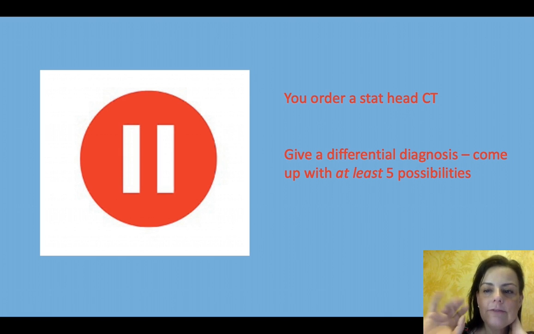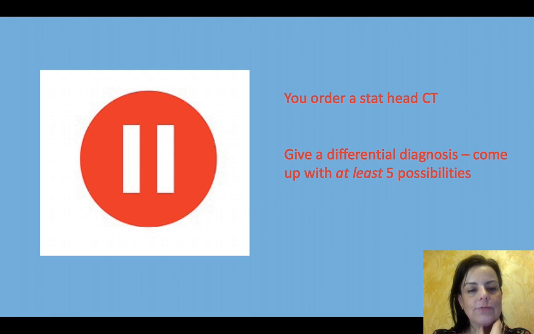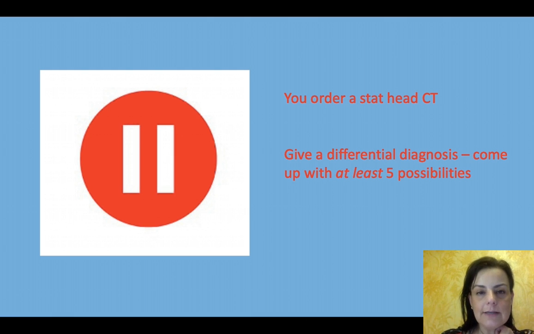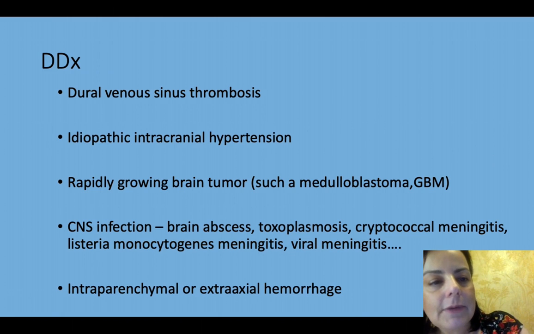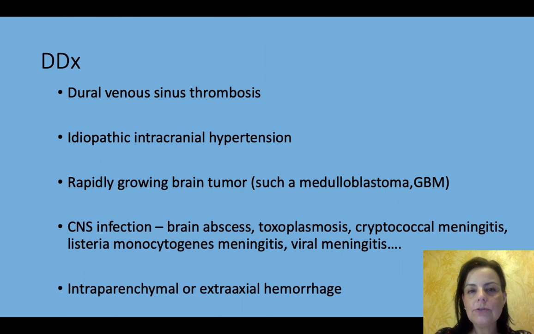Come up with 5 possibilities on the diagnosis for me. So pause the video, get your pen, get your paper, and write down 5 diagnostic possibilities. Here's what I wrote down. First and foremost, I'm worried about a dural venous sinus thrombosis, which turns out is what it is. And we'll talk more about that in a moment. My second one I realize is kind of stupid. I wrote idiopathic intracranial hypertension, but that's kind of more a chronic process. And she's got more of an acute presentation.